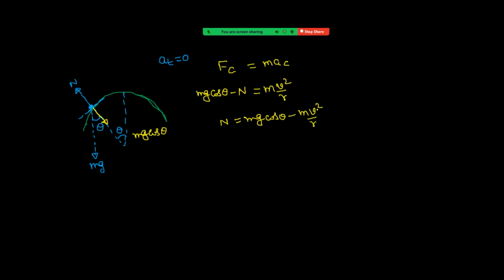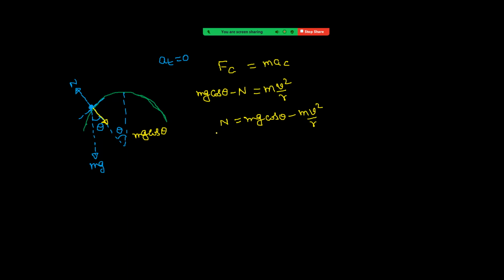It is given that speed is constant, mass is constant, r is constant, so this term is a constant. As the vehicle moves up, theta decreases. When theta decreases, cos theta increases. Therefore, the normal reaction increases while the vehicle is going up the bridge. I am repeating, theta decreasing, therefore cos theta increasing, so the total value increases. Therefore, the normal reaction increases.